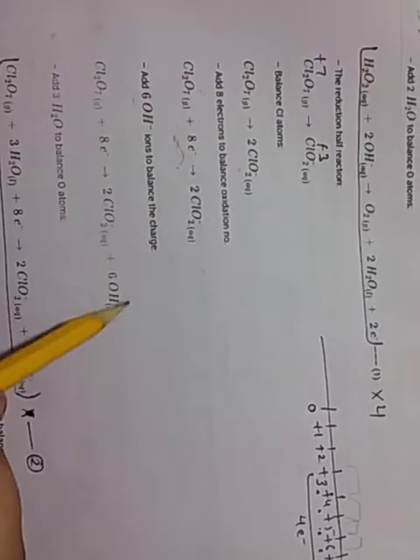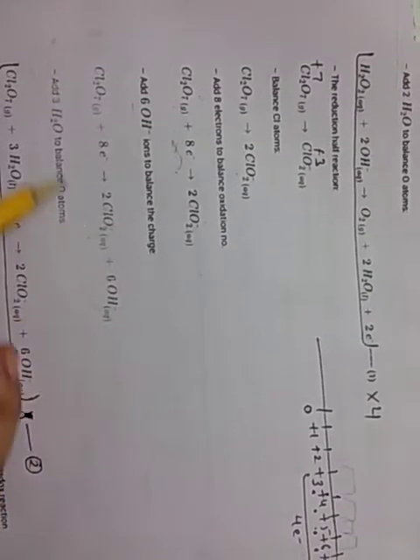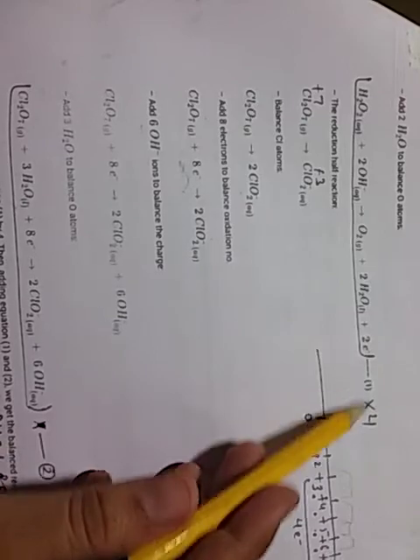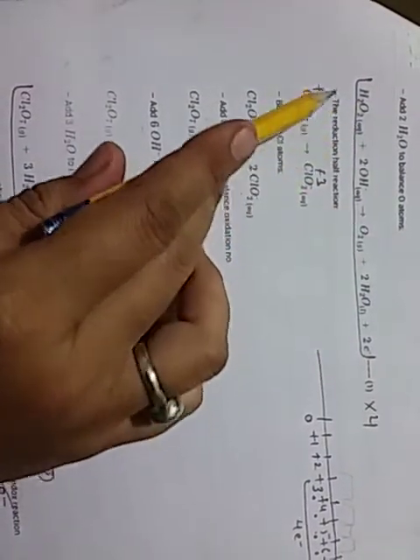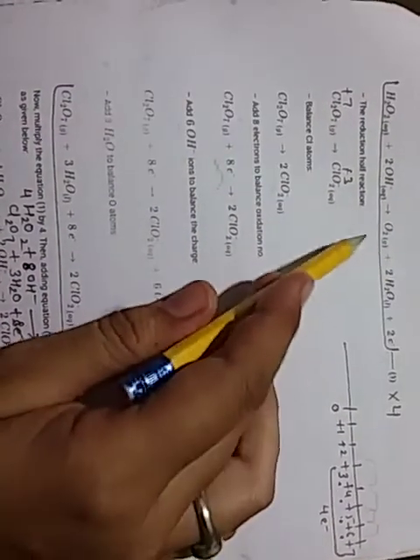Then again balance hydrogen and oxygen: 3 water molecules are added to balance the oxygen atoms. So the equation is Cl2O7 plus 3 H2O plus 8 electrons, and on the product side 2 ClO2 minus plus 6 OH minus. This is the second equation. First equation has 2 electrons, second equation has 8 electrons. So the first equation is multiplied by 4 to balance the charge. So 4 H2O2 plus 4 OH minus converts into 4 O2 plus 8 H2O plus 8 electrons.